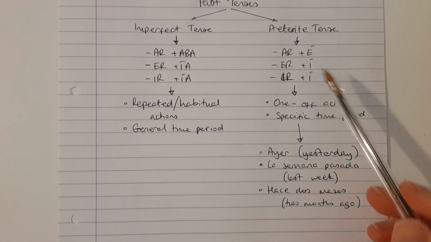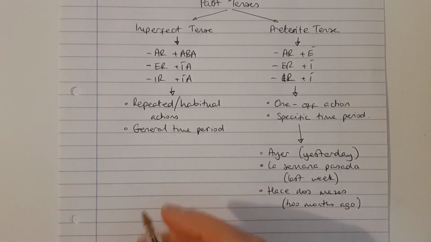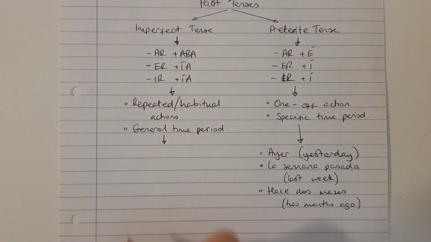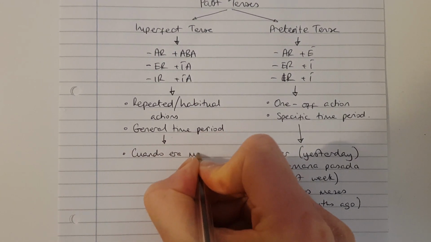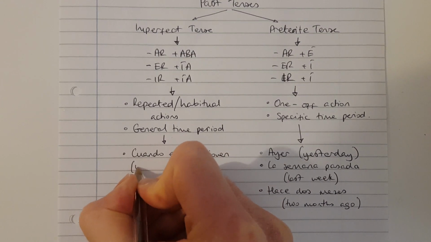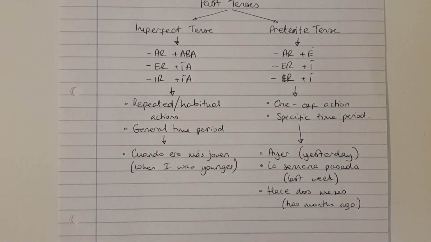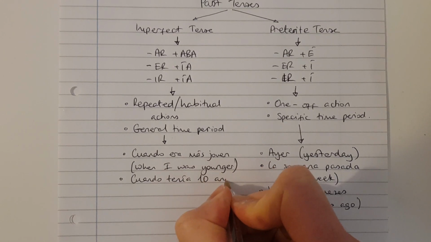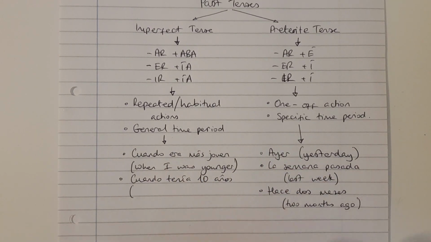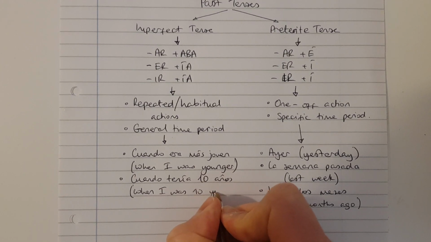So these time periods would be used with the preterite tense, following this rule. On the other side, examples of more general time periods that we would use with the imperfect tense. We would have phrases such as cuando era más joven, when I was younger, or literally more young, más joven, more young, when I was younger. Other ones such as cuando tenía 10 años, which literally translates as when I had 10 years, or as we would say in English, when I was 10 years old.